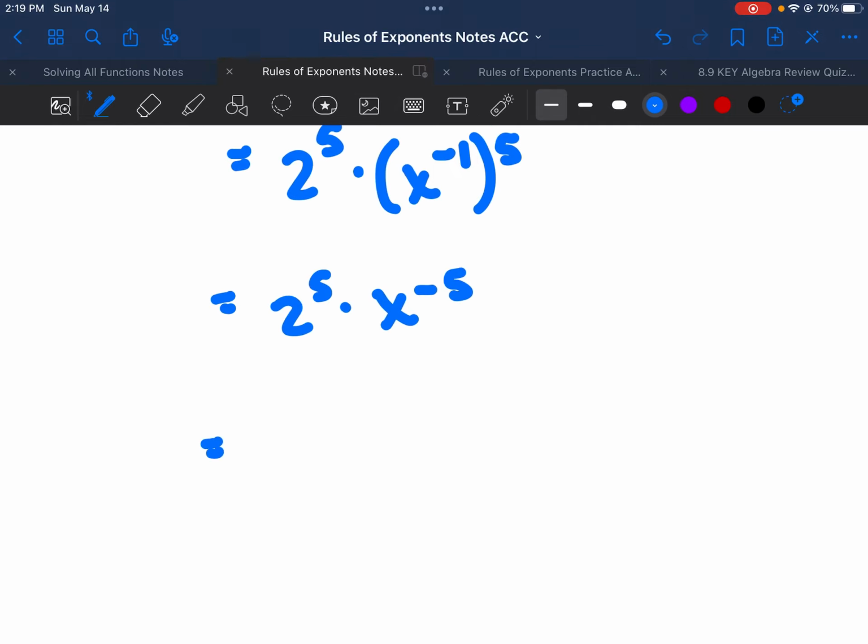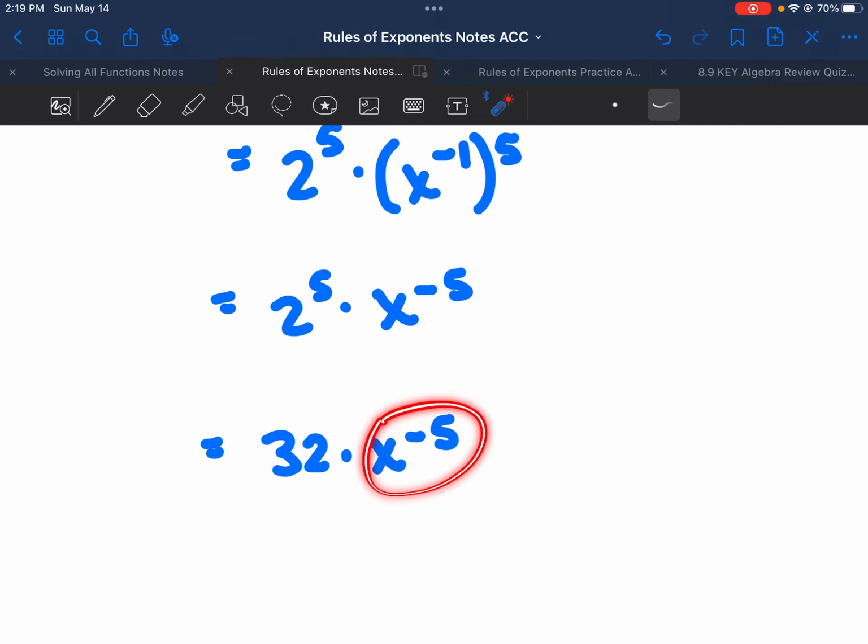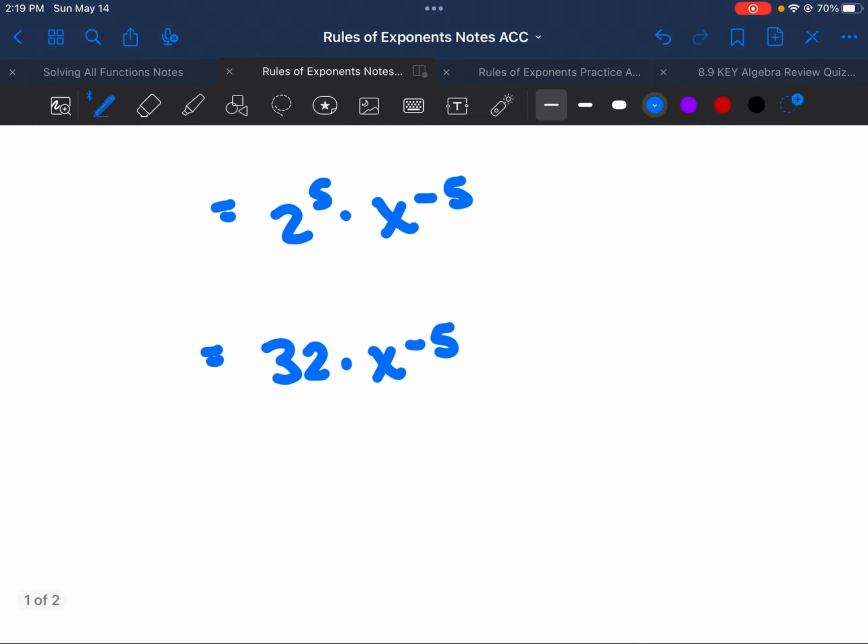2 to the 5th is 32 times x to the negative 5th. And this x to the negative 5th, because we were raising it to the negative power, is going to go down to the other side of the fraction, making it 32 over x to the 5th.